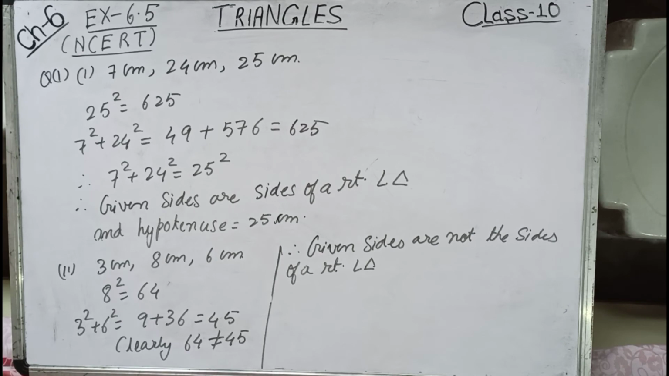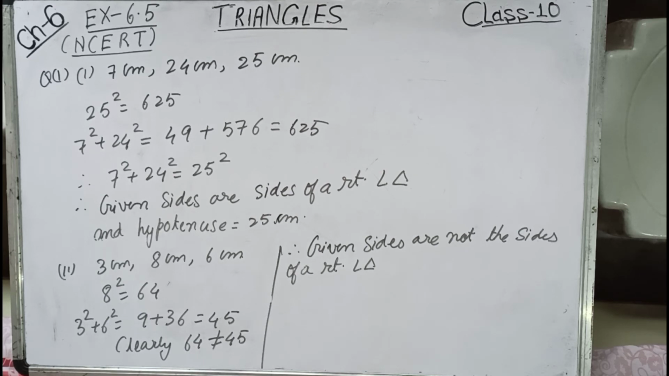Exercise 6.5, question number 1. Question number 1 says that sides of a triangle are given below. Determine which of them are right triangles. In case of a right triangle, write the length of its hypotenuse. Children, keep your NCERT book open and move to exercise 6.5 and read the statement of question number 1 by yourself as well.